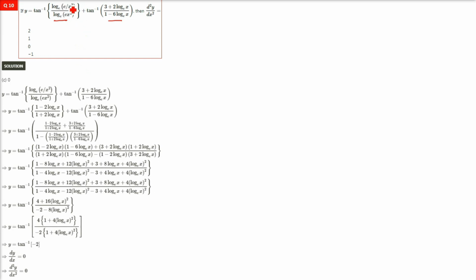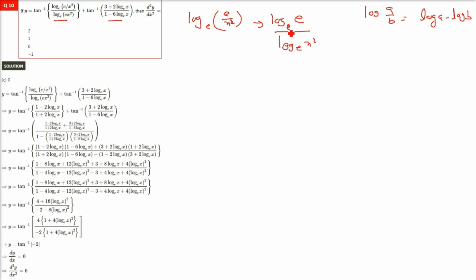So there is log e by x square, and in denominator you have log e into x square. So log e by x square. Log a by b is what? Log a by b is log a minus log b, and log a into b is log a plus log b. This we already know. So log a by b is log a minus log b. So log base a of b is equal to y, so y equals a raised to the power y is b only. When both are e, the base is e and there is log base e, it's going to be 1.